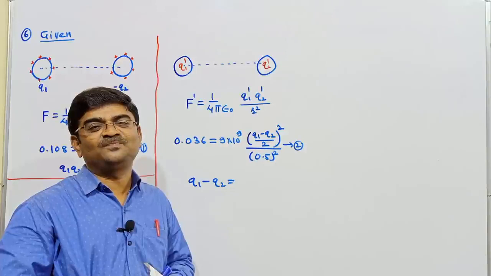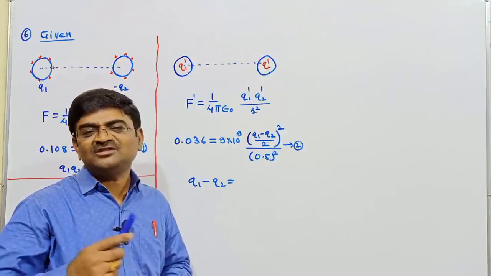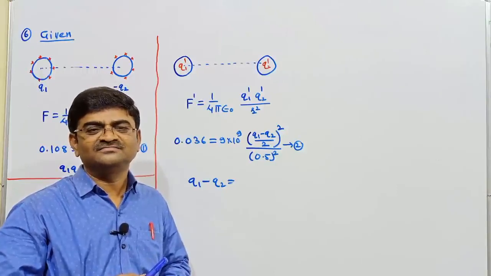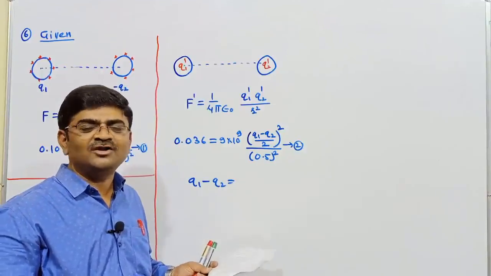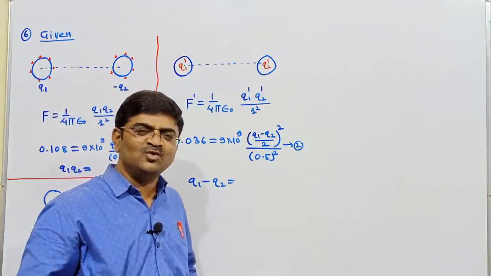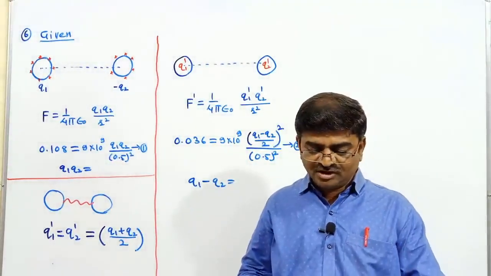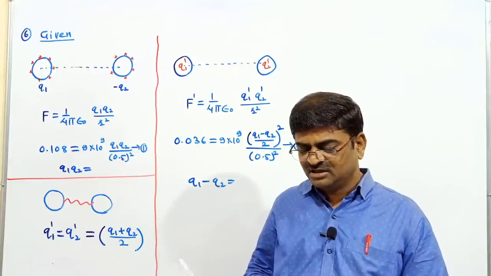You can go with the root formula, x equal to minus b plus or minus root of b square minus 4ac by 2a. And you can arrive at the two roots for the q1 value or q2 value. And once you have done that, that is your final answer. So this is all about problem number 6. I hope you will carry forward the calculation.